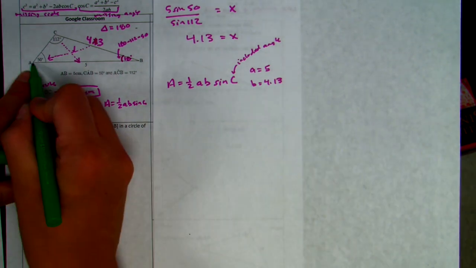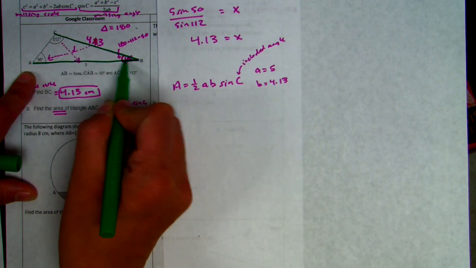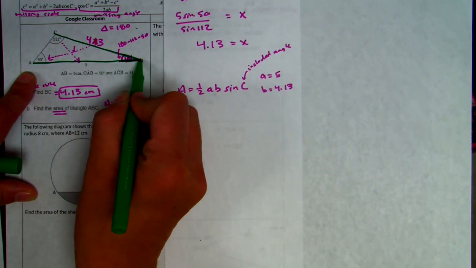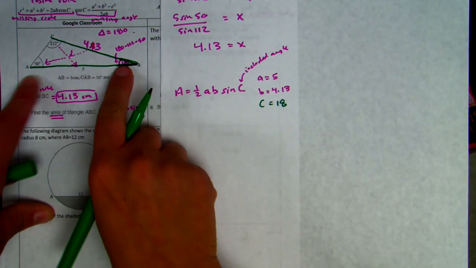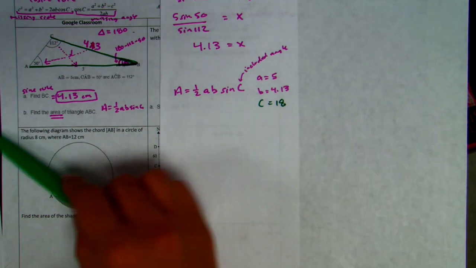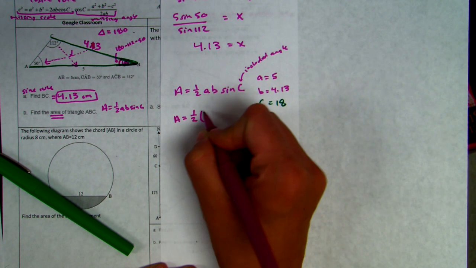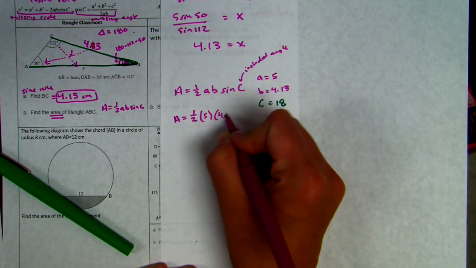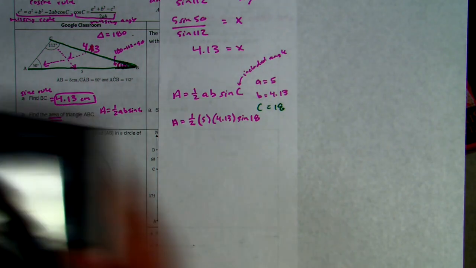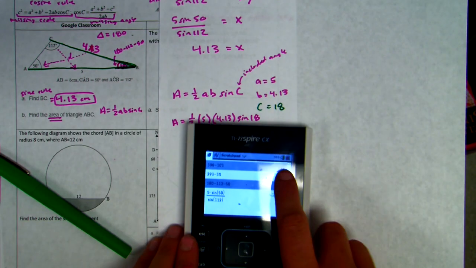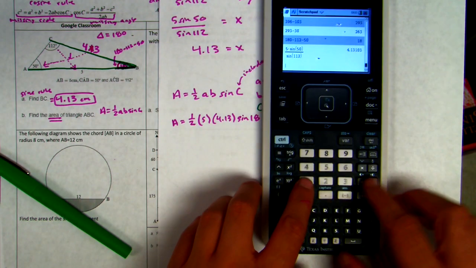So if I sketch down, I said 5 and 4.13 were the two sides that I was using. The angle created by that is 18. So C is equal to 18 because it is the angle created by the two sides. It's my included angle. So from there, I'm just going to plug everything in. A equals 1/2. A is 5. B is 4.13. And sine of 18. Again, just triple check that your calculator is in degree mode because you are using degrees with your trig operations here. And I'm just going to plug that in.